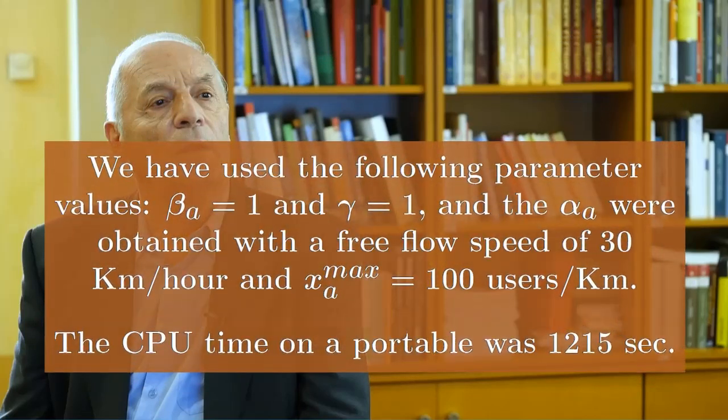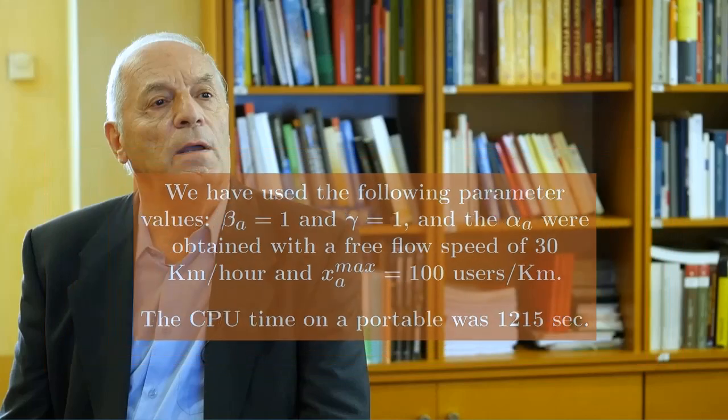We have used the following parameter values: beta A equal to 1 and gamma equal to 1. And the alpha A values have been obtained using a free flow speed of 30 km per hour and the XA max of 100 cars per kilometer. The resulting CPU time was 1215 seconds for the case of no congestion.